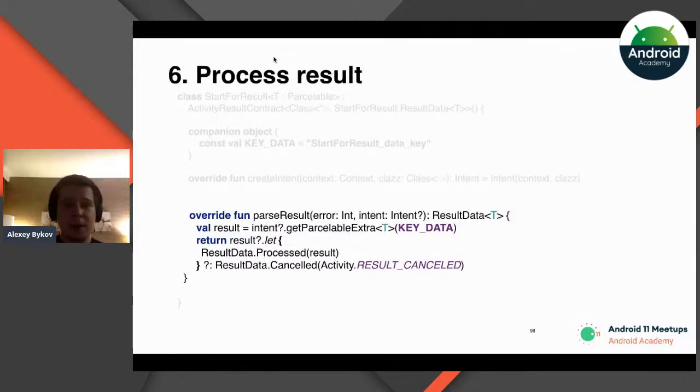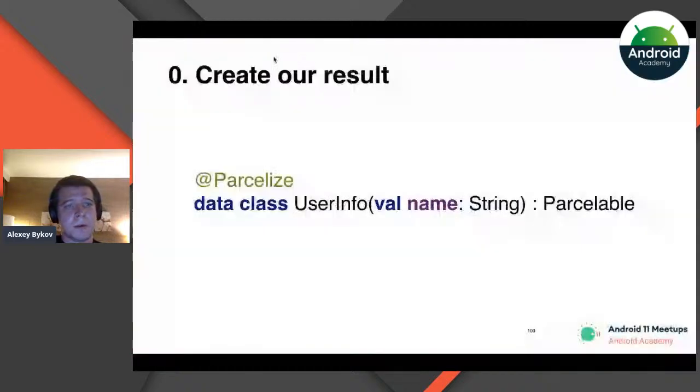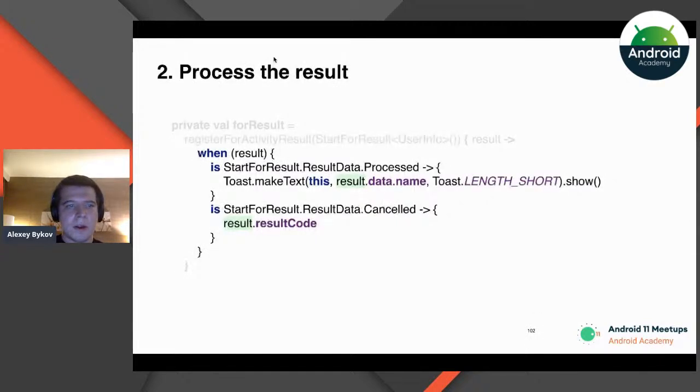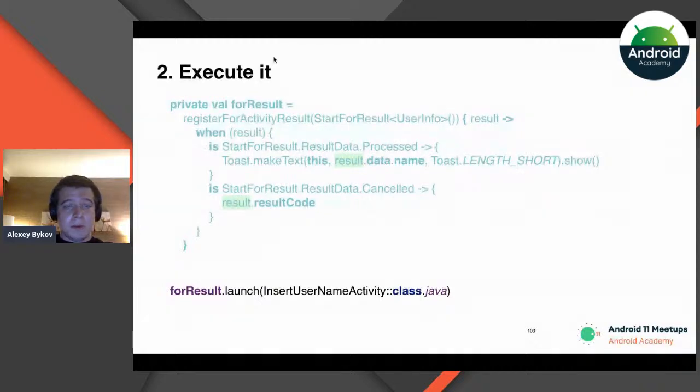And then let's use it. First one, we should create our result. It will be separate, let it be a partialized UserInfo with a name. Second one, register our contract with UserInfo as a generic parameter, and then process our result. So we have two different results, processed and cancelled. And then just execute it.